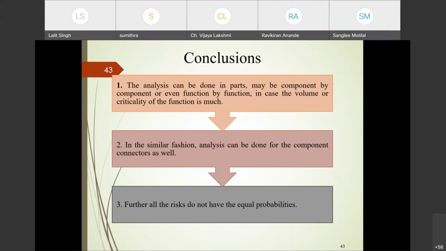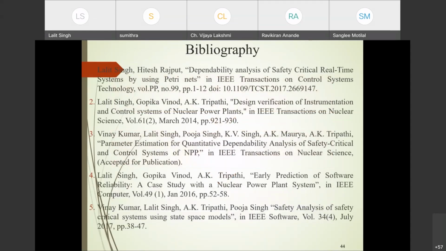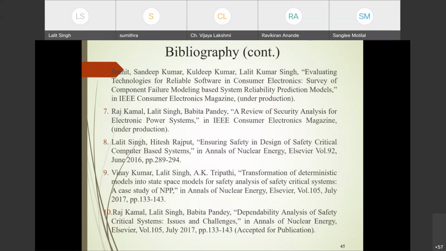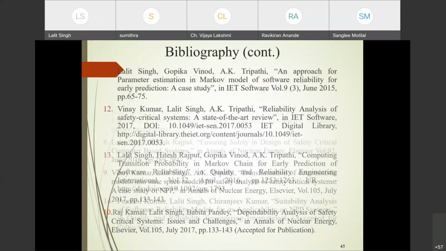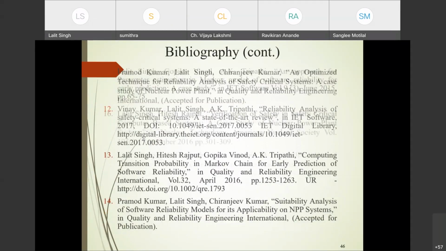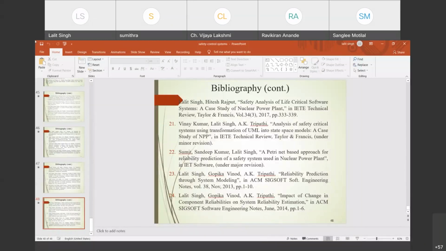So these are the bibliography, where some of the publications based on this work have been published. You can go through all those publications. So that's all I wanted to discuss. I'm so sorry I had to go a little fast because of the lack of time. In case of any questions, I'll be happy to answer.